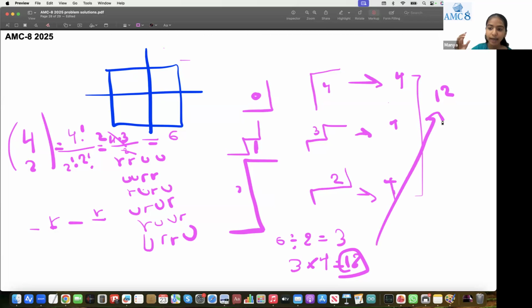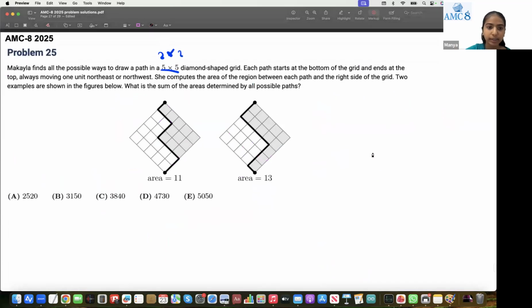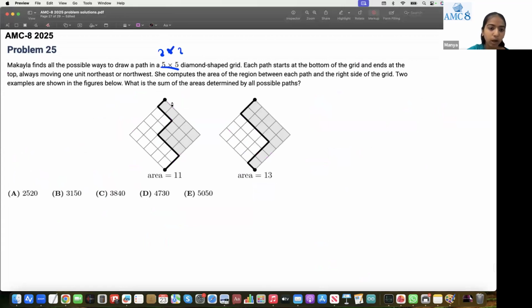So we would need to connect this to the actual problem. And the actual problem, it's this one. So this problem, it says that we would have to draw a 5 by 5 diamond shape, okay? And in this one, we have to do the same thing. There's 10 ways, and there's 5 paths, or like 5 ways to arrange this. So 10C5 would be equal to 10, sorry, here.